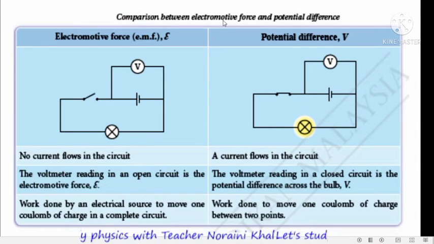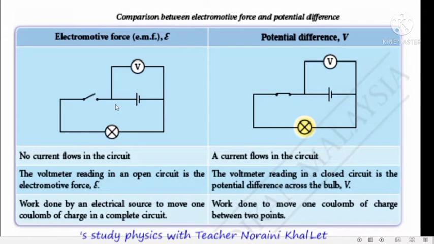Let's look at the difference between EMF and potential difference. We refer to the same circuit. For the first part here, we can see the switch is open. No current flows in the circuit.